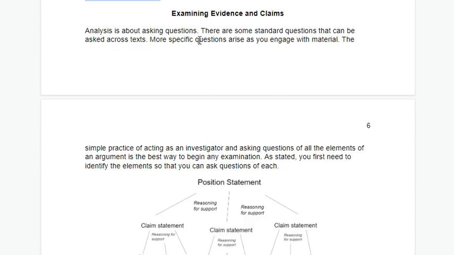Examining evidence and claims. Analysis is about asking questions. There are some standard questions that can be asked across texts. More specific questions arise as you engage with material. The simple practice of acting as an investigator and asking questions of all the elements of an argument is the best way to begin an examination. As stated, you first need to identify the elements so that you can ask questions.